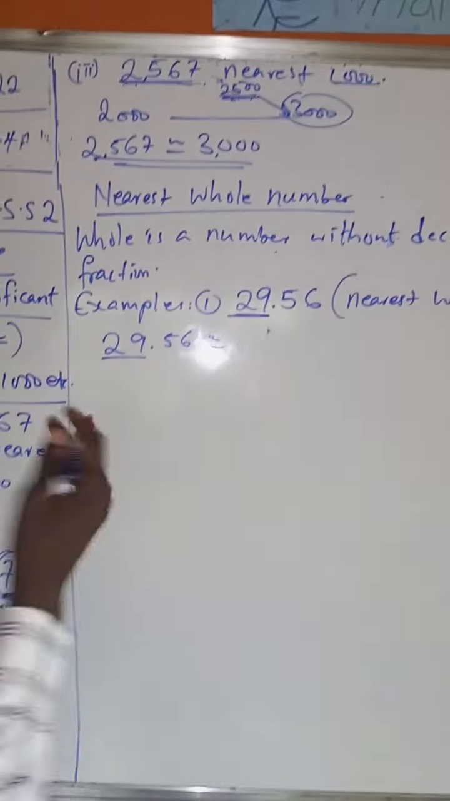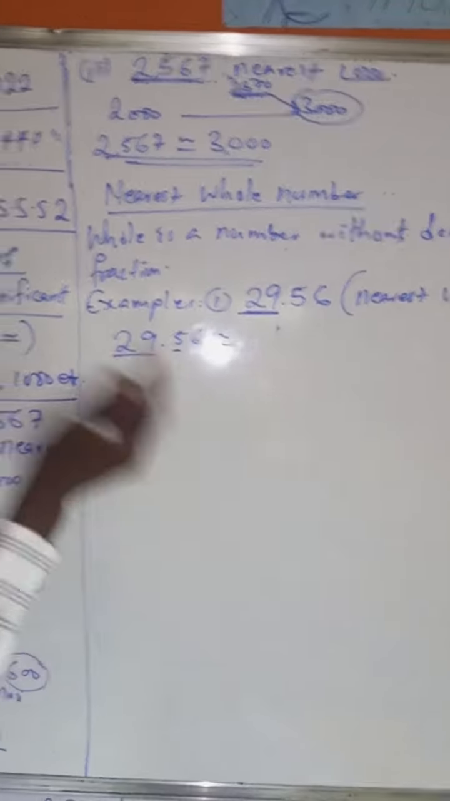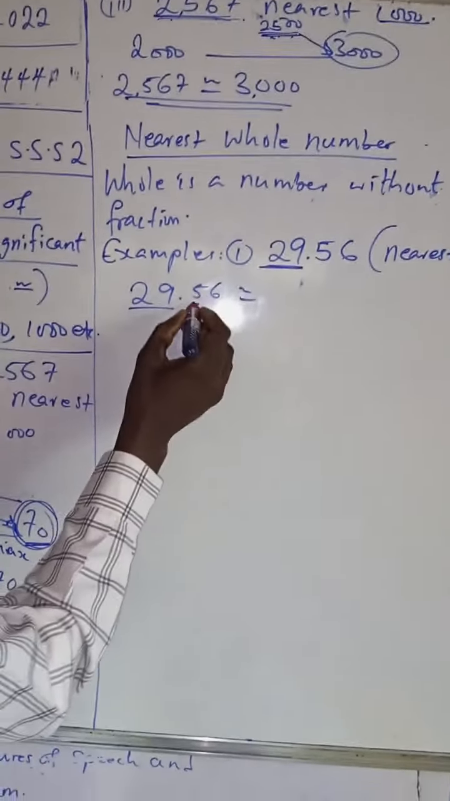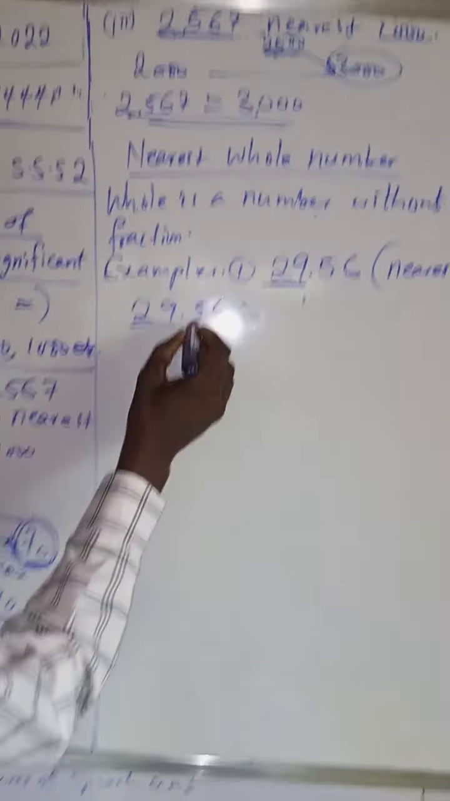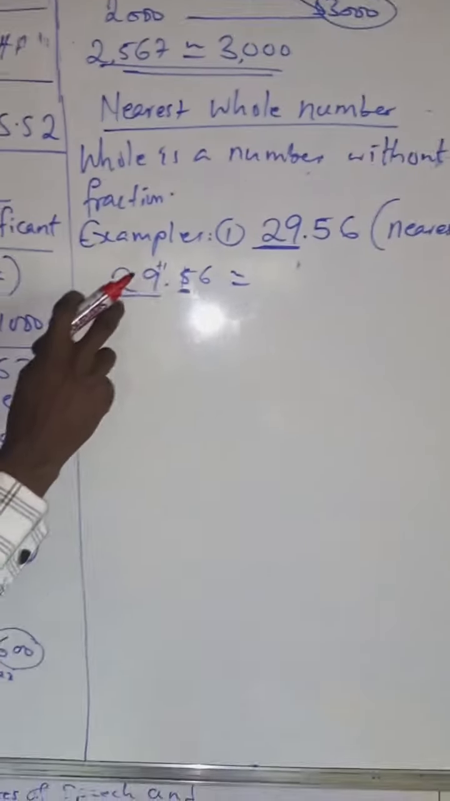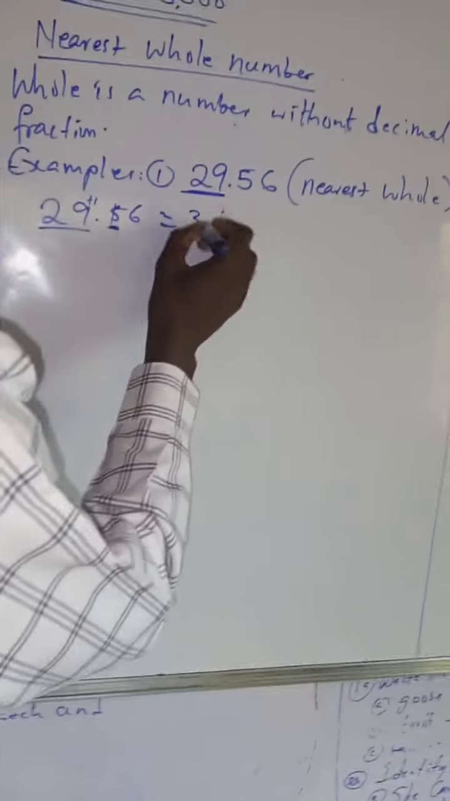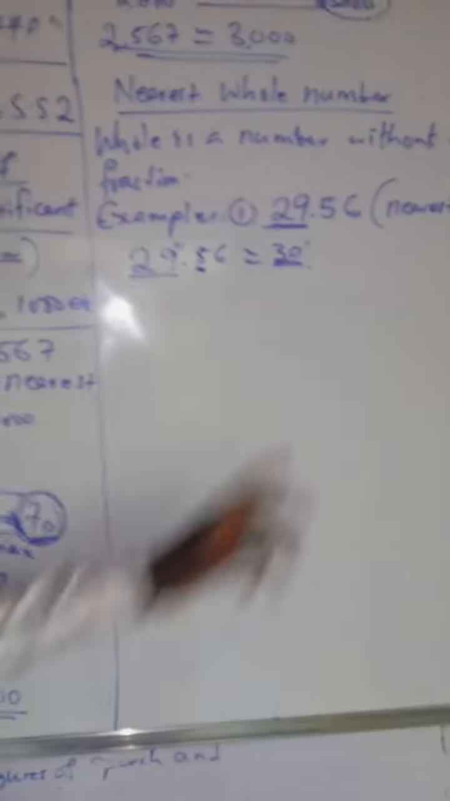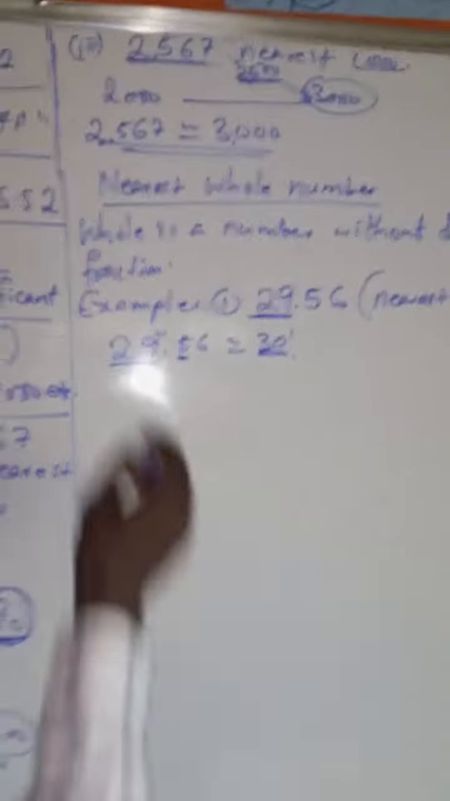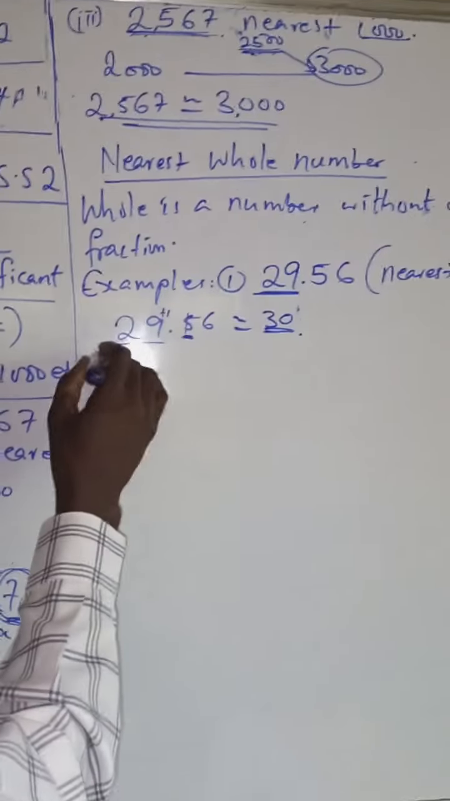But I must still consider the neighbor, the first number after the decimal. I'll consider it. Look at it. Is it up to 5? If it is up to 5, then I will change it to 1 and add it to my old number. So it will be approximately equal to 30. You can see that 30 has no decimal. Are you getting it? Let me give one more example.